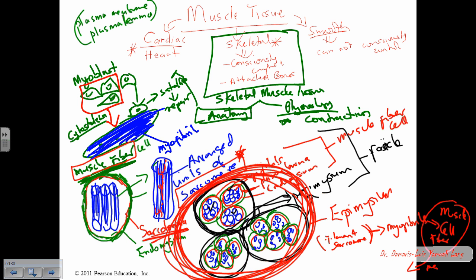And a group of muscle fibers will come together, and they will have what? Perimysium wrapped around it and form what we call the fascicle. And then a group of fascicles will get what? Epimysium wrapped around it to form the whole muscle tissue. So it just keeps layers and layers and layers around it.